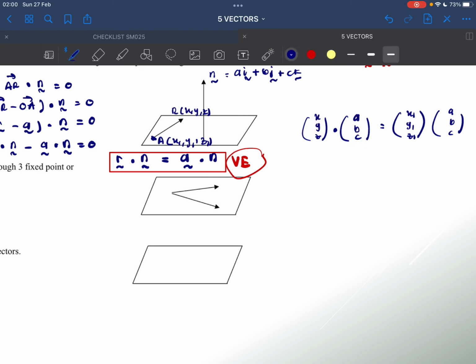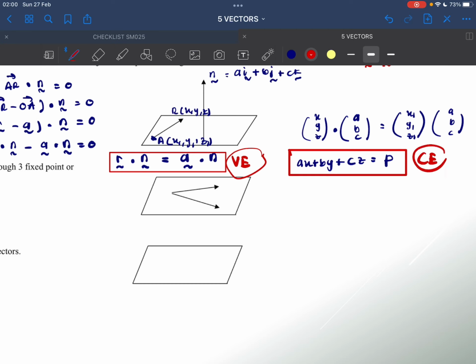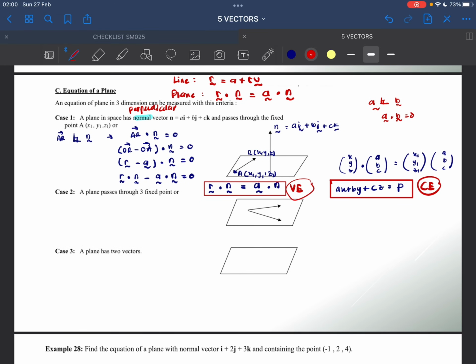Okay, so from that, we have ax, by, cz, your dot product. So we have ax plus by plus cz is equals to, you know that when you do dot product from a point to a point, you'll get a constant. So let's say equals to p. Okay, so that is how we find the Cartesian equation of a plane. So two things for equation of plane: we have the vector equation r dot n equals to a dot n, and the other one is the Cartesian equation of plane. Okay, so that is the first case. These two equations work for all the three cases here.